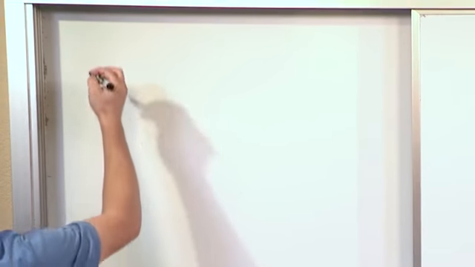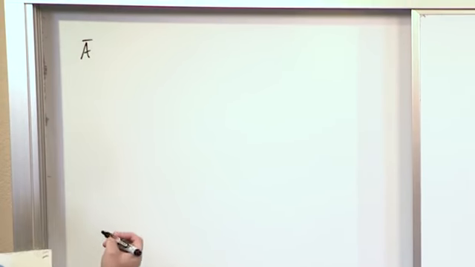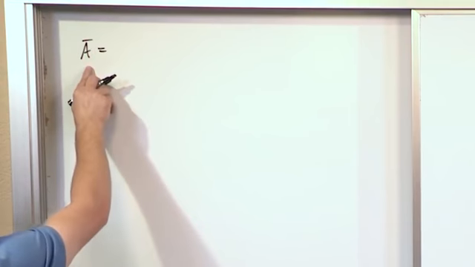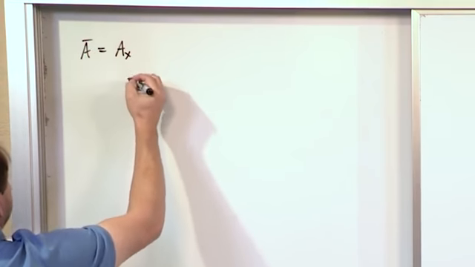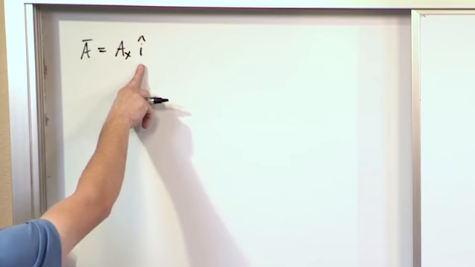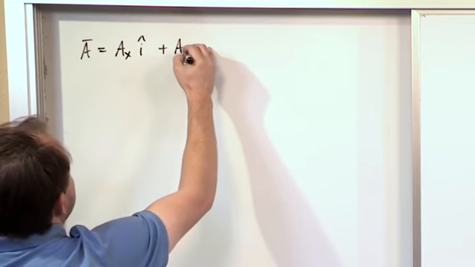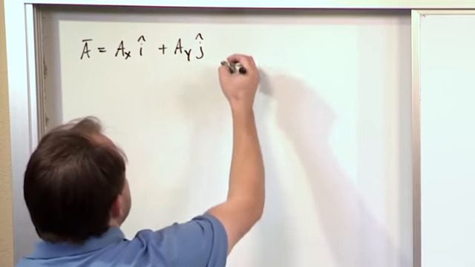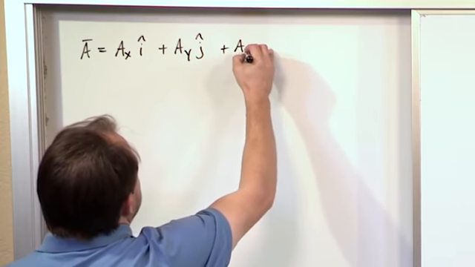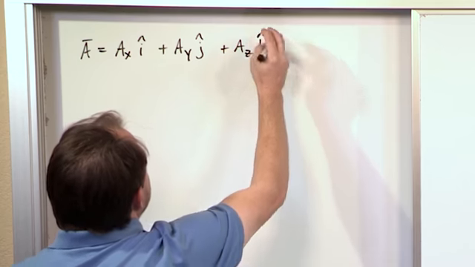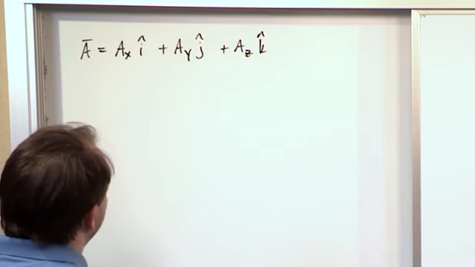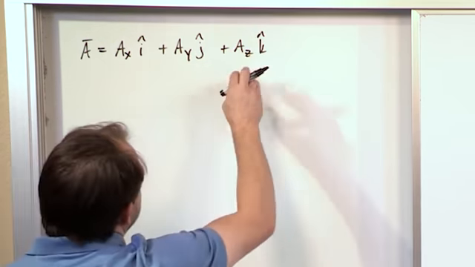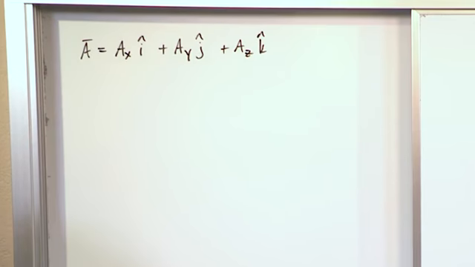Now I want you to recall something that we've talked about before. This is kind of review: any vector A can be written as an x component of A in the i direction or the x direction, plus some y component of A in the j direction, which is a unit vector in the y direction, plus some z component of A in the k direction. And this is stuff that we've covered many times before. You should be very comfortable. x, y, z is a three-dimensional representation of any vector.